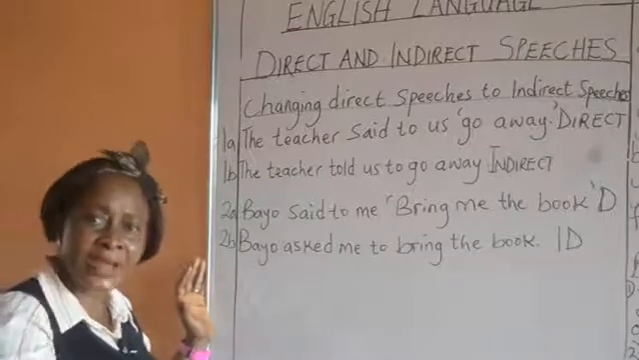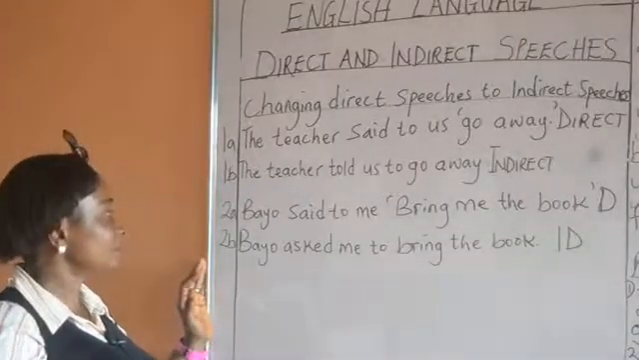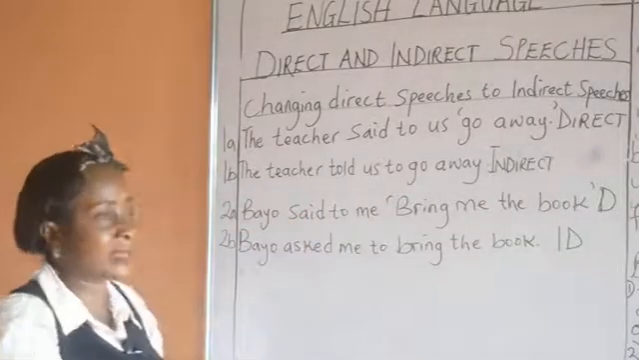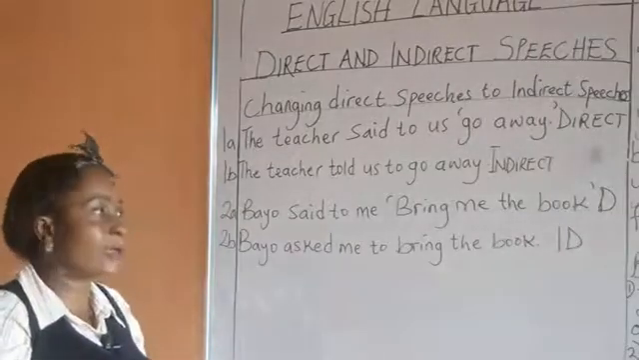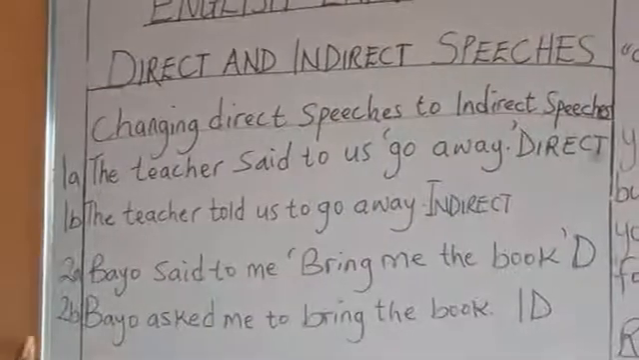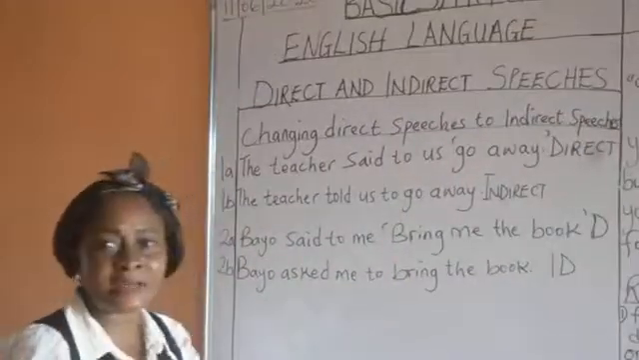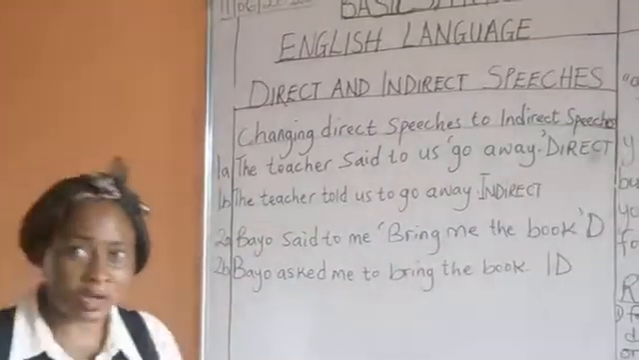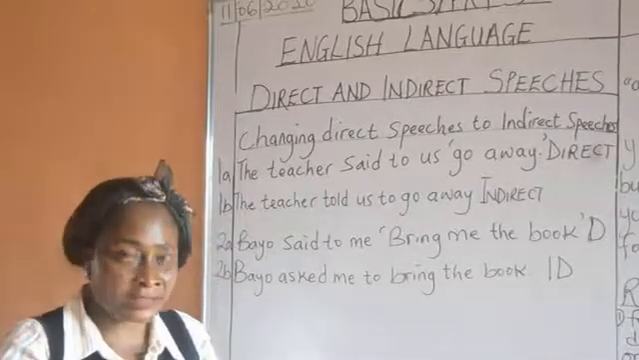Example 2A. Bayo said to me, bring me the book. There is a quotation mark there. That means it is a direct speech. Bayo asked me to bring the book. That is a reported speech or an indirect speech. I hope you got it. I hope you got that.